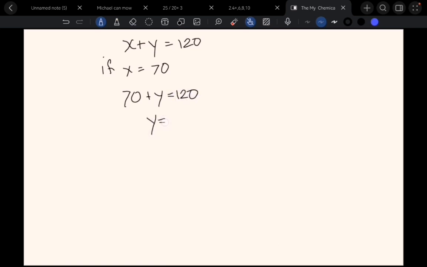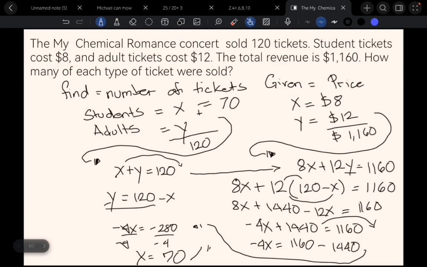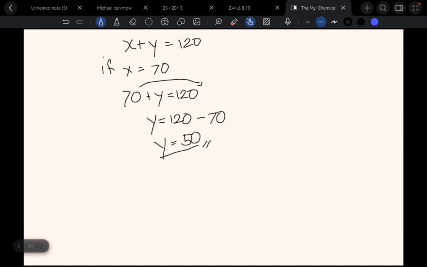Now we will find the adults. Okay, we can use the first equation now, x plus y equals 120 tickets. The value of x is 70. So if x equals 70, substitute it, 70 plus y equals 120. Transpose, so that we have like terms. 120 minus 70, y equals 50. So we have now both values for x and y. X equals 70 tickets and y equals 50 tickets. So students have 70 tickets and adults have 50 tickets.